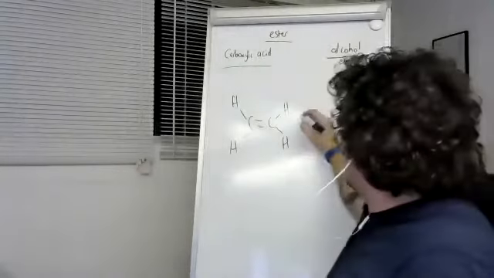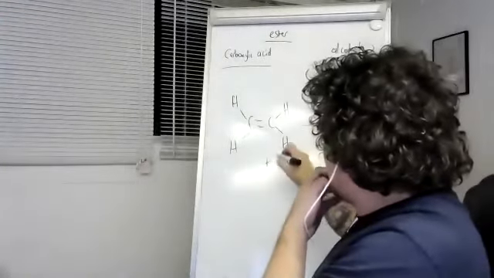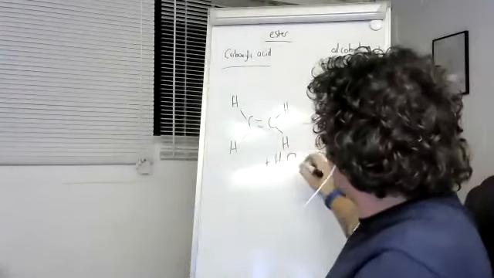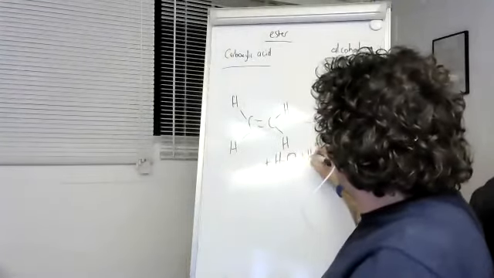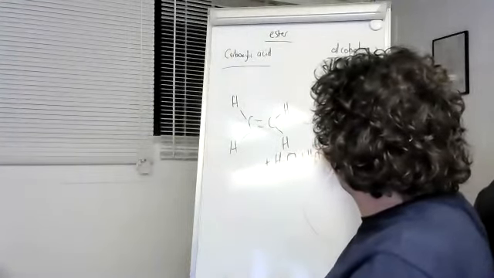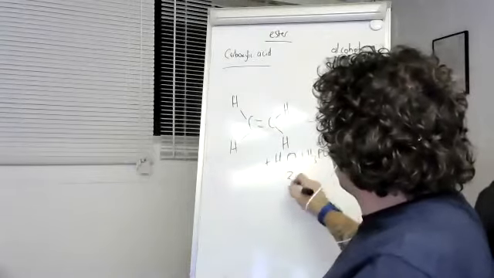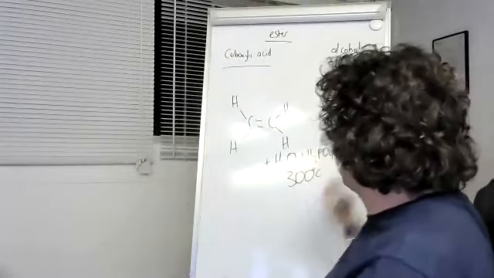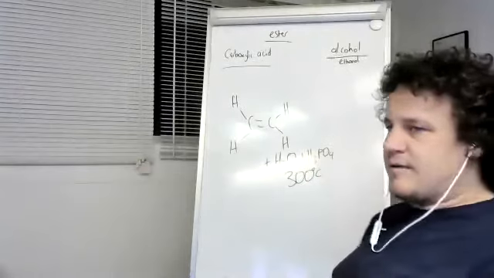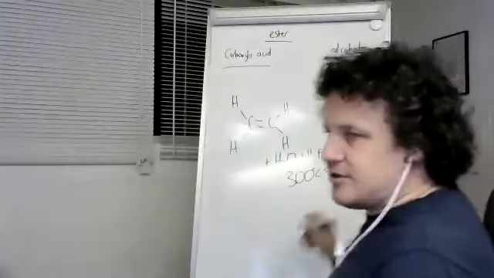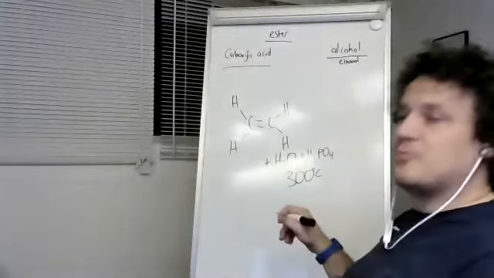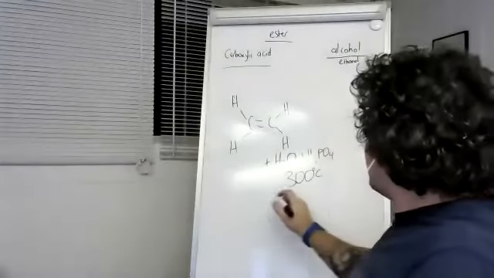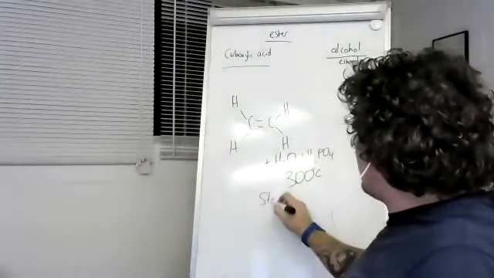We add water, we add hydrogen phosphate, and we heat it to 300 degrees Celsius. This is actually called, how terrible the lighting is there, I need a different light. It's called steam reforming.